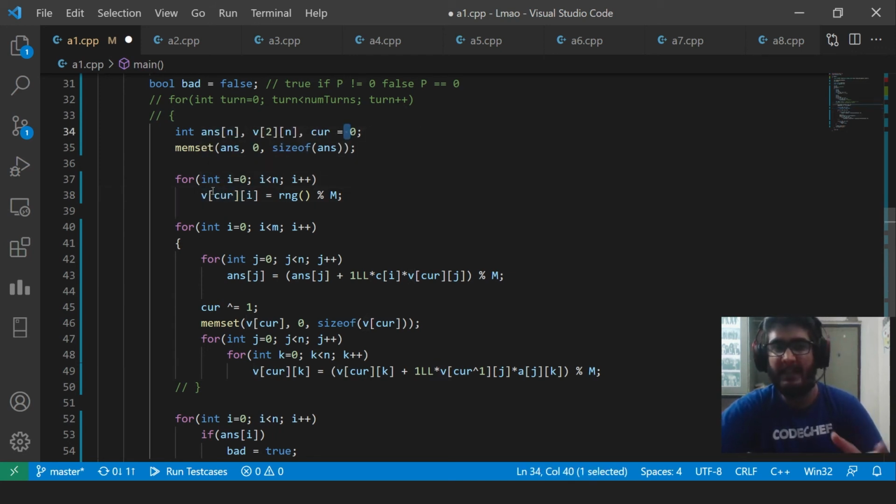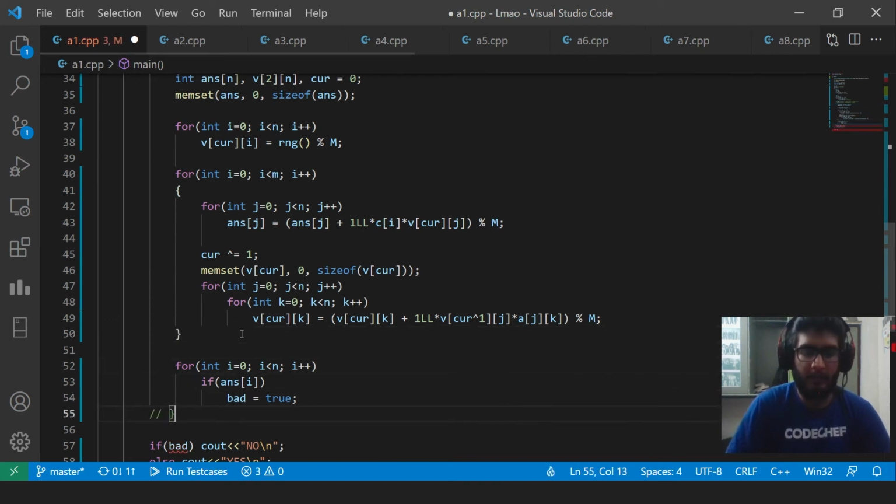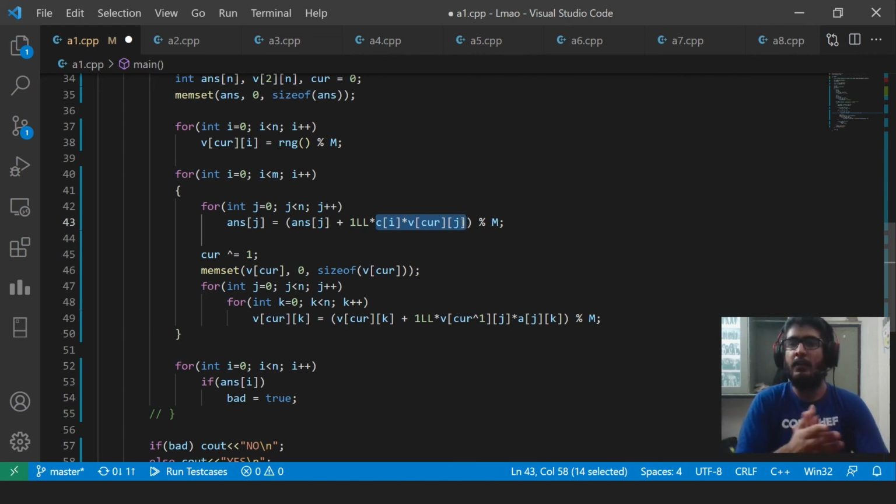So we have basically initialized v0 as a random vector, and then for int i equal to 0, i less than m, we are adding answer j with ci into v current j. Basically we are computing the vector again and again. We are multiplying the vector v current with A so that we can get the current vector which we have to multiply with the constant c to add to our answer. So we are adding to the answer whatever value we get by multiplying the vector we have with c.